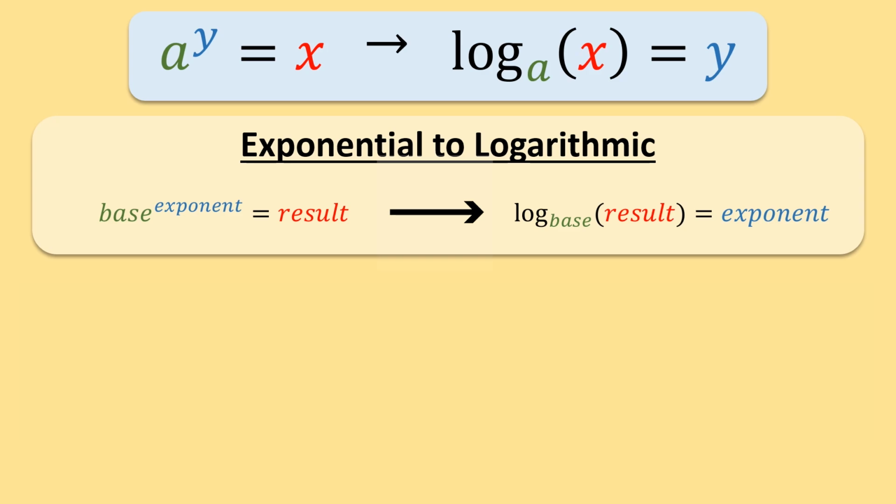Consider the exponential equation 3 to the 4th power is equal to 81. 3 is the base of the exponential equation. 4 is the exponent of the exponential equation. 81 is the result of the exponential equation.